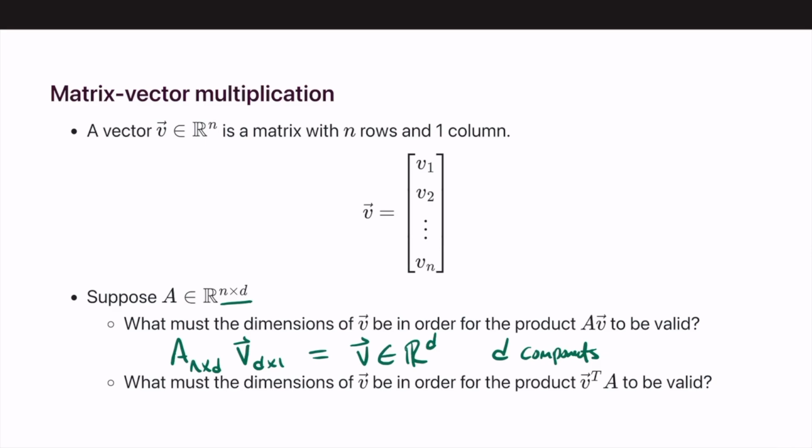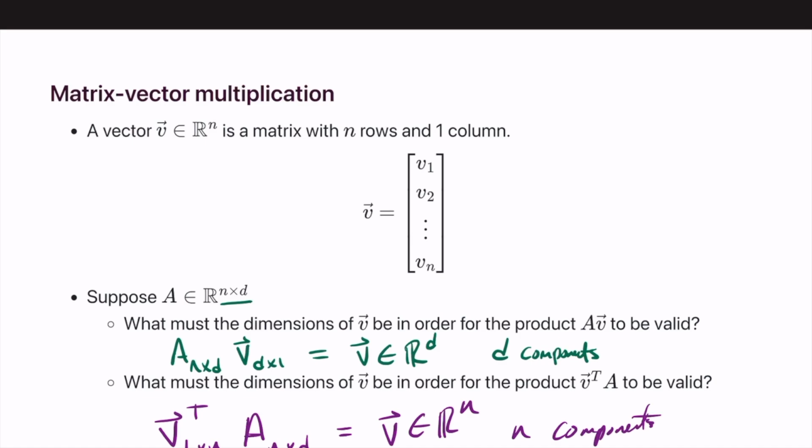Now, if we wanted to take V, which is a column vector, and multiply it into A, we would need, of course, to transpose it, which would now give us a row vector. And what would that look like? So this would be V transpose, which is a 1 by n, and we're multiplying it with A, which is an n by d. So that's going to give us a vector with n components. So this has n components to it.